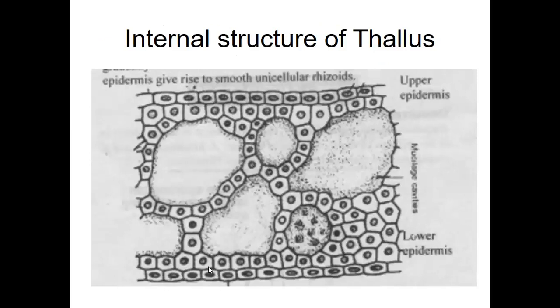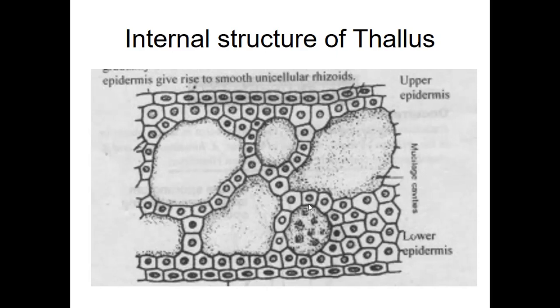So this is the anatomy of the thallus plant body. We can see here the upper epidermal layer and the lower epidermal layer, which are continuous and of parenchymatous type. It is continuous without any intercellular spaces. And in between these two epidermal layers, you can see the mesophyll tissue, or we can call it the central tissue, which is also parenchymatous with thin-walled cells. And in between this, you can see the large mucilaginous cavities, which store the mucilage.